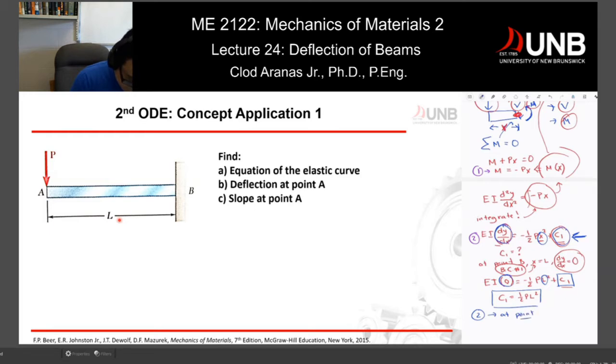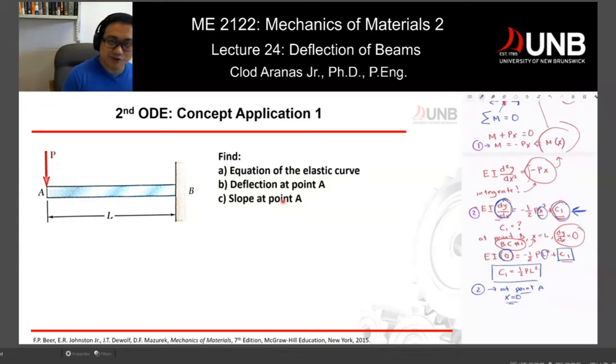And why do we pick point A? Because that's what the problem is asking: the slope at point A. So at point A, we know that x is equal to 0 at that specific point. Now, if I know that x is equal to 0 at point A, I can substitute it into equation number 2.